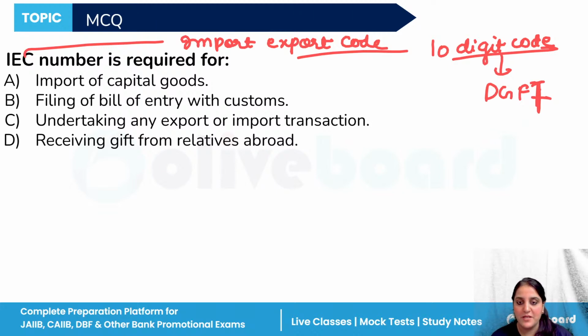While it may be involved in the filling of a bill of entry or some related customs procedures, the primary requirement of an IEC number is to facilitate export and import transactions. So we can say that the correct answer here is undertaking only export or import transaction. It is required. Okay. Understood?